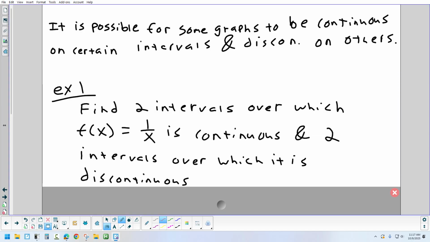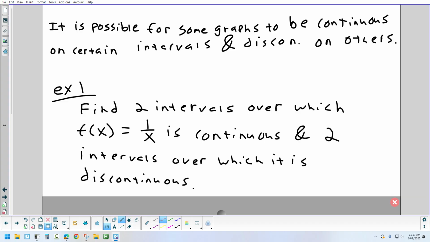So let's look at a graph. What I want to do is name two intervals. In other words, you have to tell me a number to start at and a number to stop at that I can trace between without ever lifting my pencil. And then I want to know two intervals where I would have to lift my pencil, because it would be discontinuous.